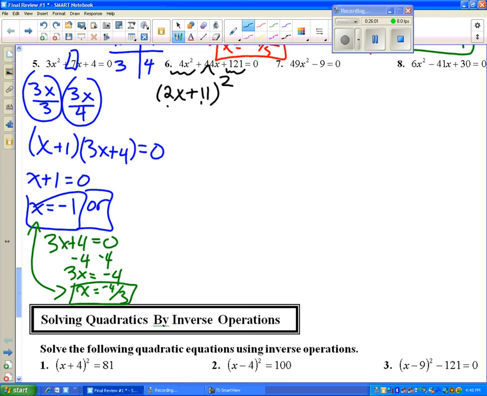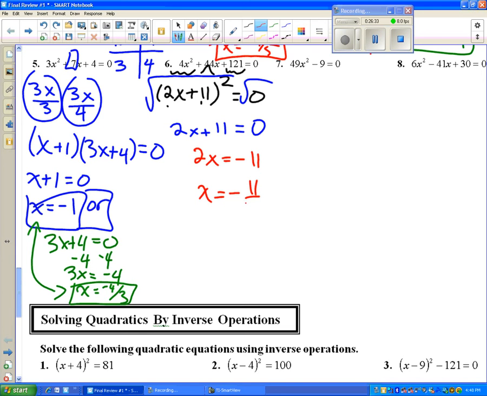So these are my factors. 2x plus 11 times 2x plus 11. 2x plus 11 squared. That's equal to 0. But I have something squared, so I can square root both sides. I get 2x plus 11 is equal to, now normally we would do plus or minus, but there's no such thing as plus or minus 0. It's just 0. So you subtract 11 from both sides, you get 2x is equal to negative 11. You divide both sides by 2, you get x equals negative 11 halves.